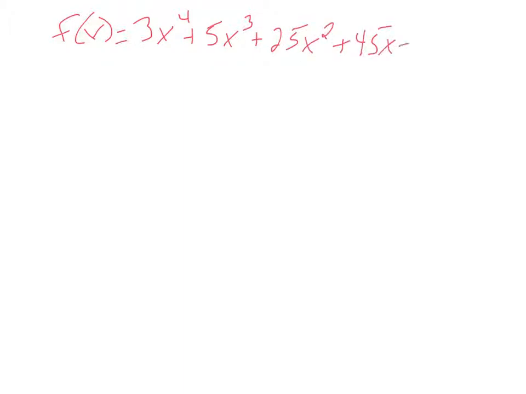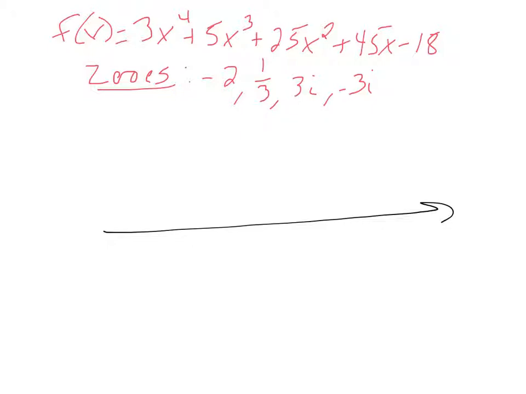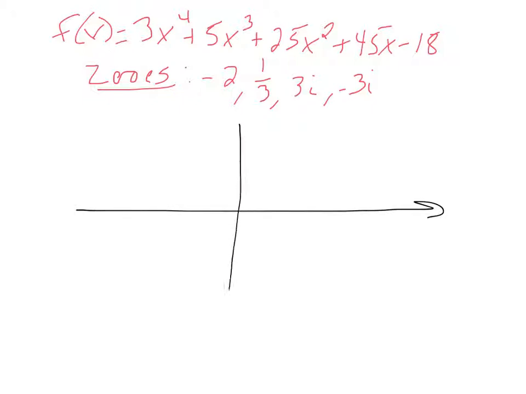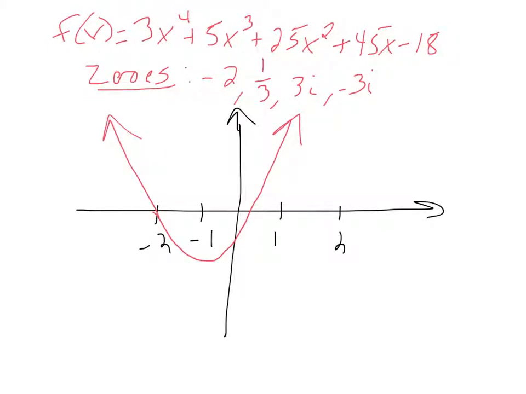We have the function f of x equals 3x to the fourth plus 5x cubed plus 25x squared plus 45x minus 18. And we note the zeros of this function we determined were negative 2, positive 1/3, 3i, and negative 3i. So knowing that, let's use our calculator to come up with a graph of the function. If we graph this function, we see that it only has 2 actual x-intercepts right here.